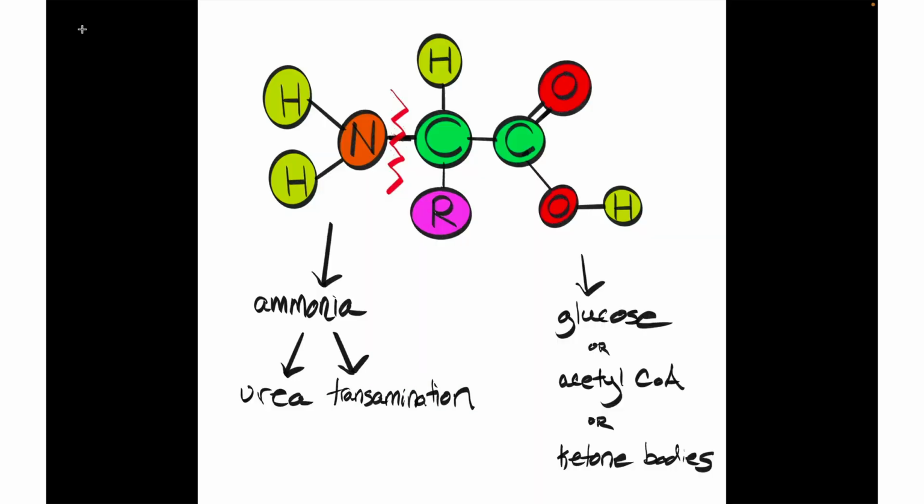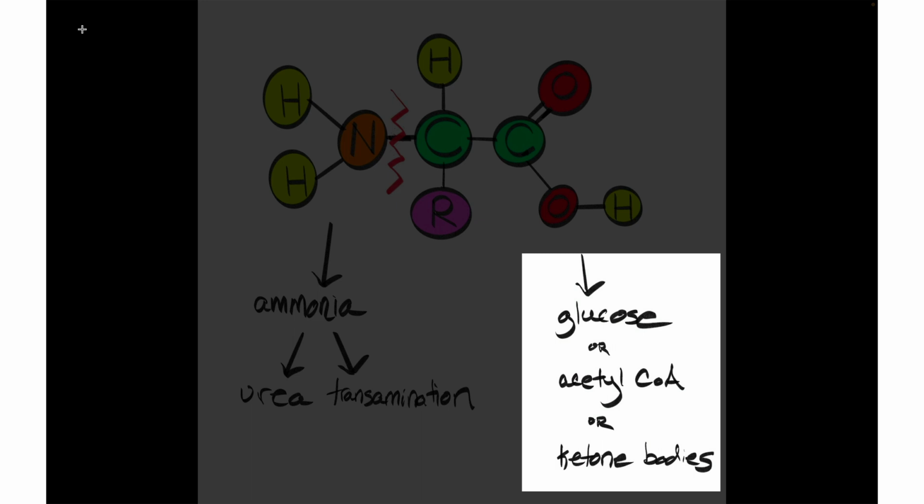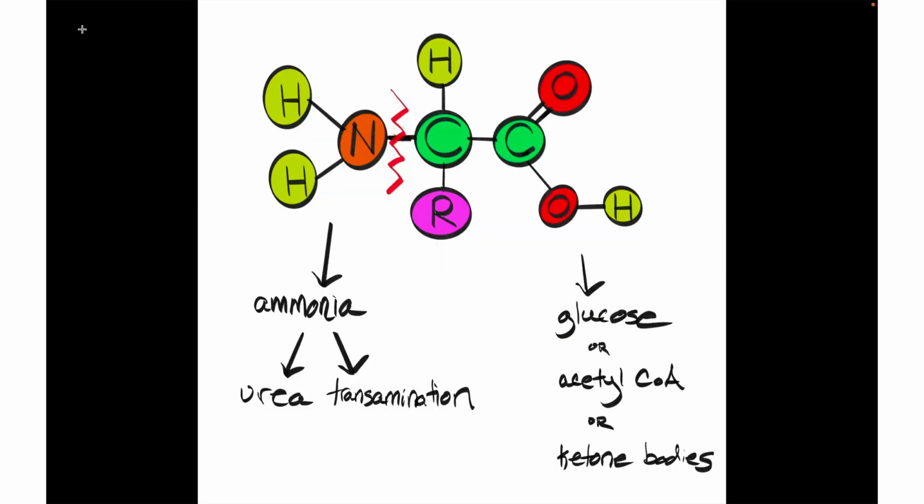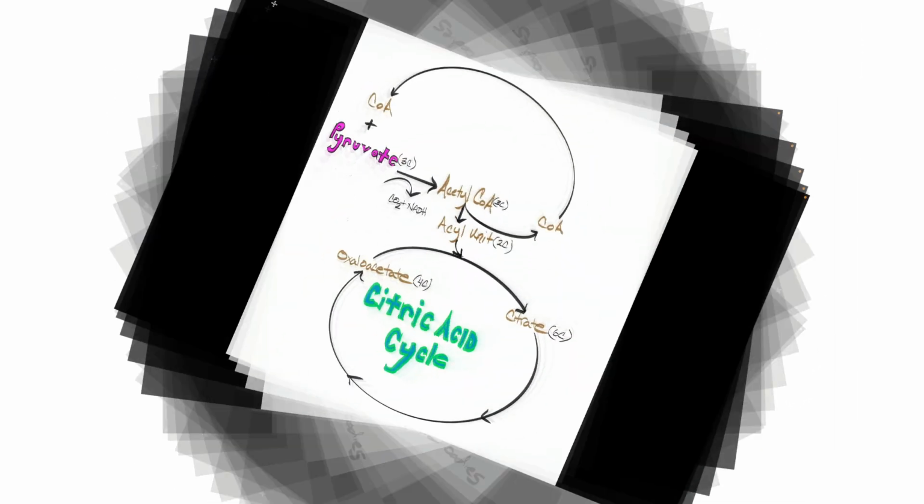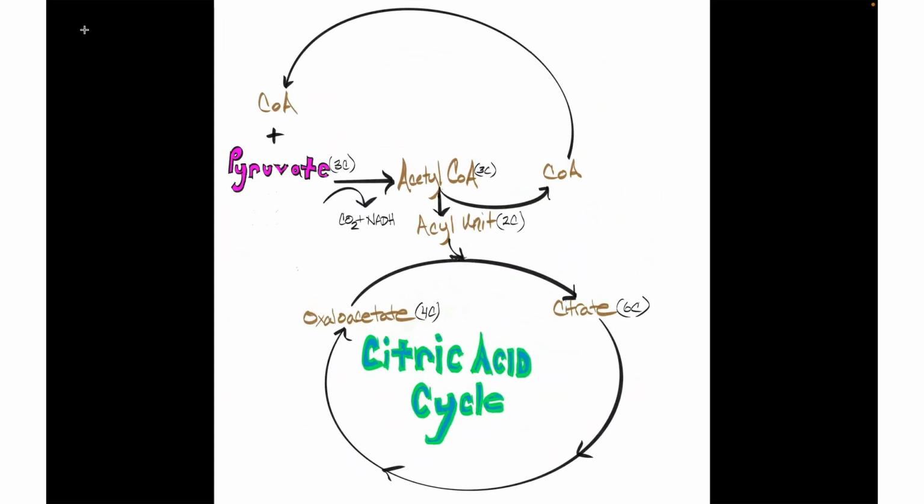The carbon skeleton is going to be converted to glucose or to acetyl coenzyme A or to ketone bodies. Glucose can proceed through glycolysis. Acetyl coenzyme A can ultimately enter the Krebs cycle, and the ketone bodies can serve the brain in times of need. So I keep talking about acetyl coenzyme A and pyruvate. So I just want to review the role of pyruvate in acetyl coenzyme A.